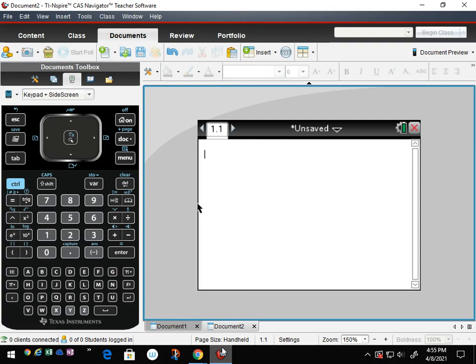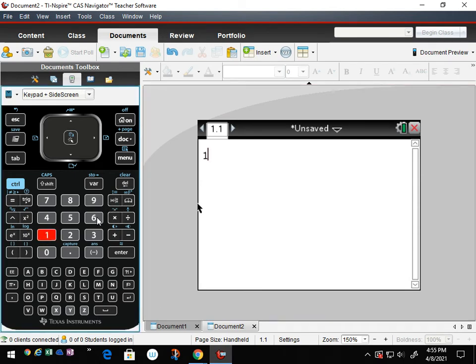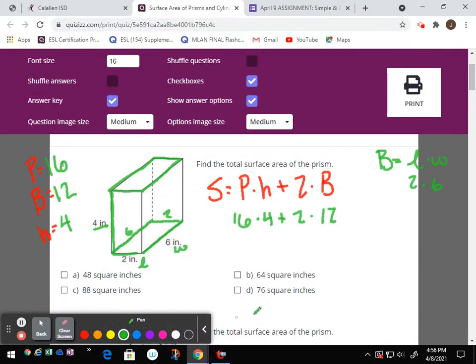All right, so we're going to go plug this into the calculator. We have 16 times 4 plus 2 times 12. We get 88. 88 inches squared. Okay, we're talking area, so our answer is going to be squared. Okay, when we look at our answer choices, we can see 88 square inches. That means answer choice C is the correct answer for number 1. We're going to go on to number 2 now.